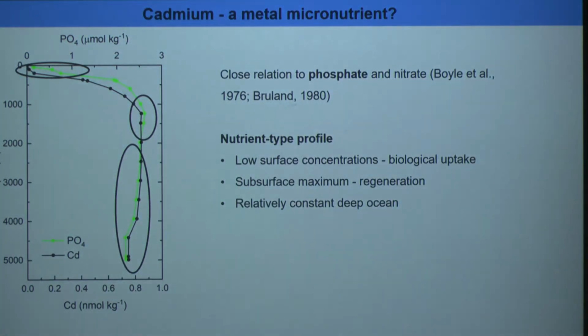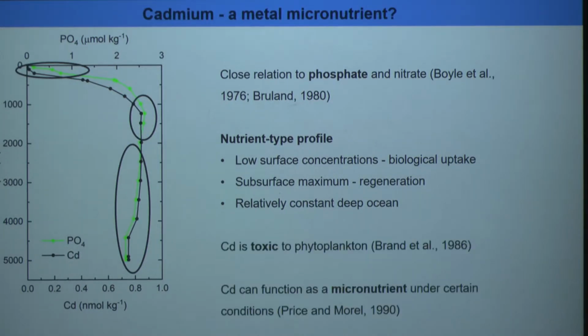So for cadmium then, people started looking into this: why is cadmium drawn down? I'm sure many of you know cadmium is considered toxic for us, but studies also show that it's toxic for phytoplankton. So why do we have this nutrient type profile? And it was only a couple of years later that studies showed that cadmium can also function as a micronutrient, only under certain conditions where it could possibly replace zinc in specific enzymes, for example.